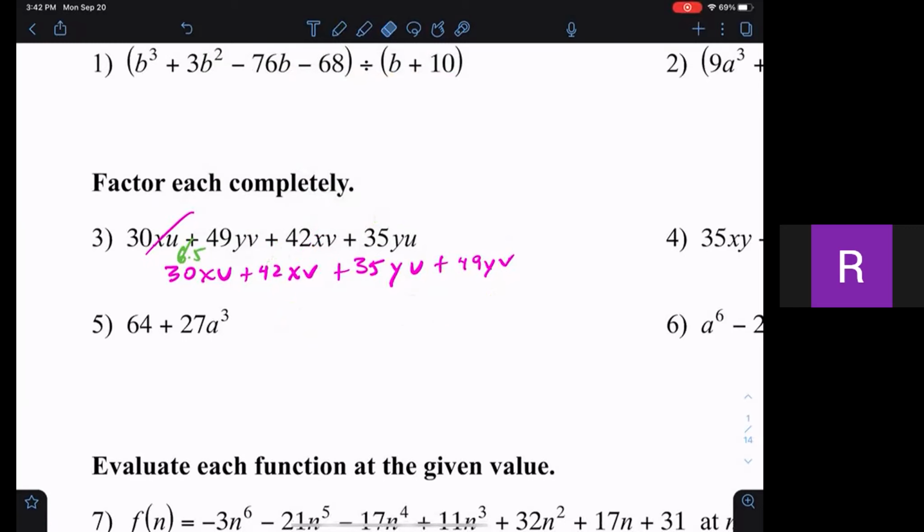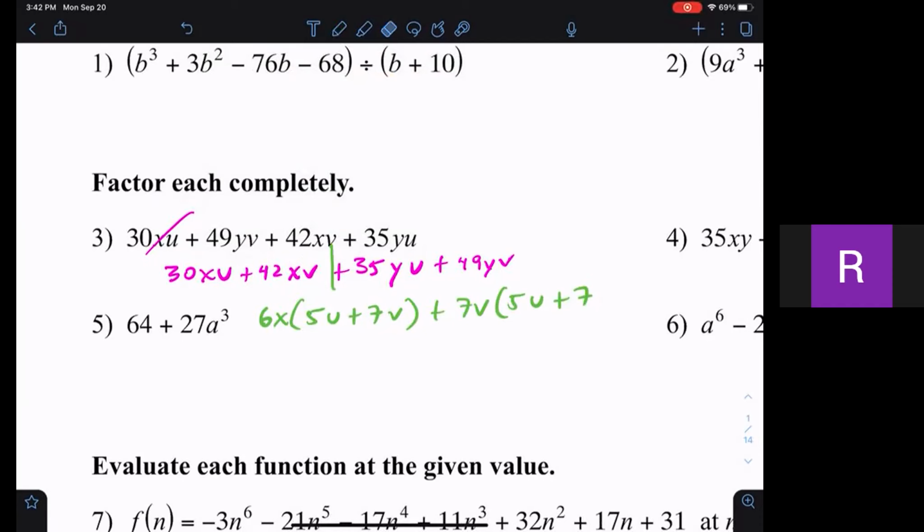So now let's factor the GCF on the first group. So the first group is going to be what? 6x, and then this is going to be 5u plus 7b, and then the other group should be 7y, and then this is going to be 5u plus 7y. Sorry, 7y, right?